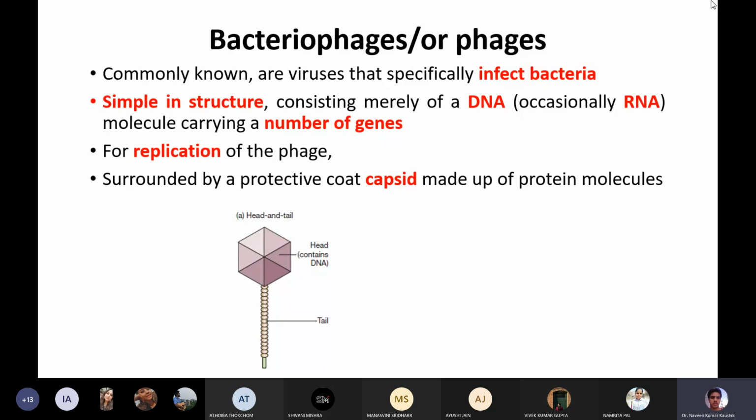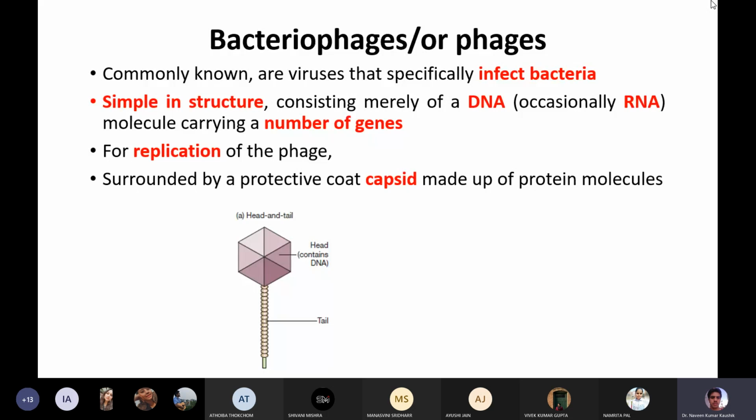There is no species known which is not infected with viruses. Viruses are going to be there for every type of cell. Viruses are of plants, viruses are of animals, viruses are of fungi, viruses are of bacteria. These are the viruses which infect them. If the viruses are of bacteria, we call them bacteriophages.